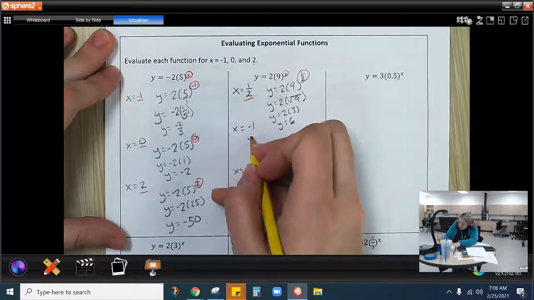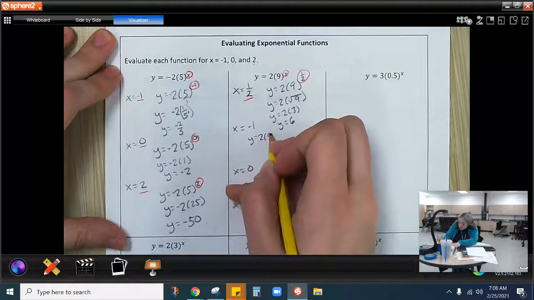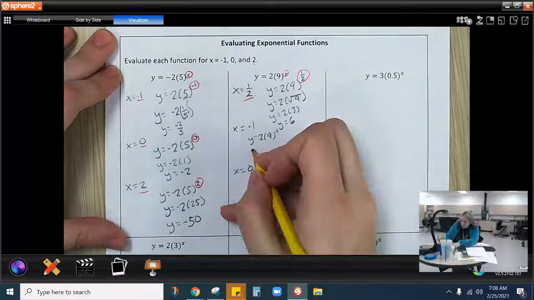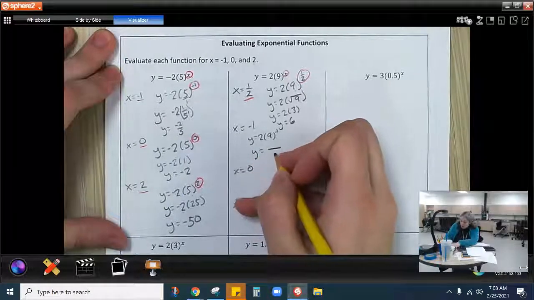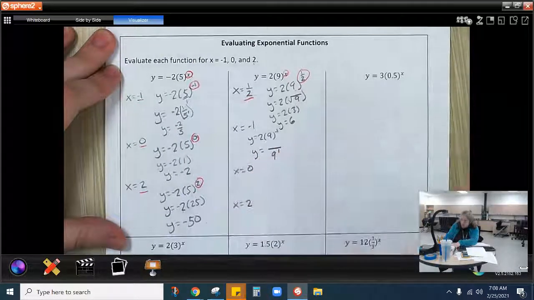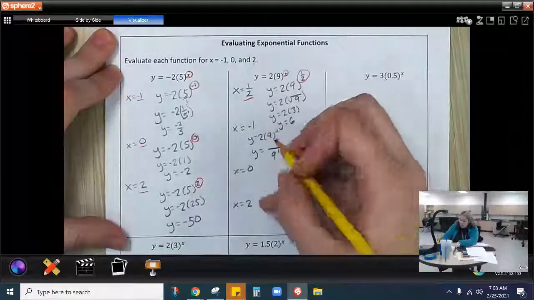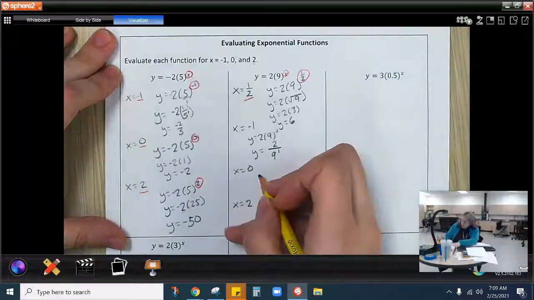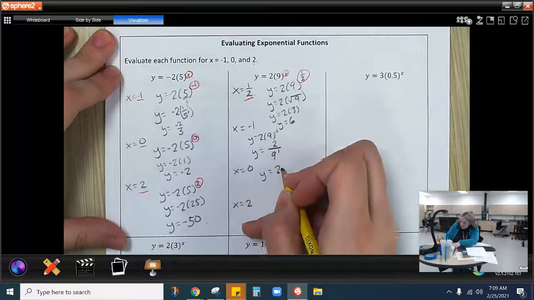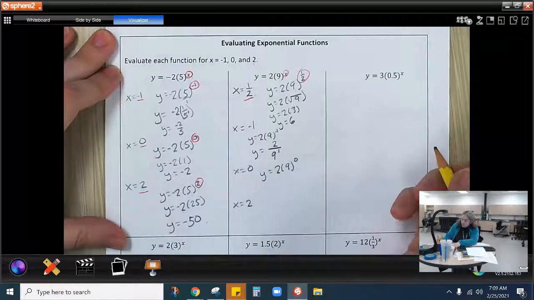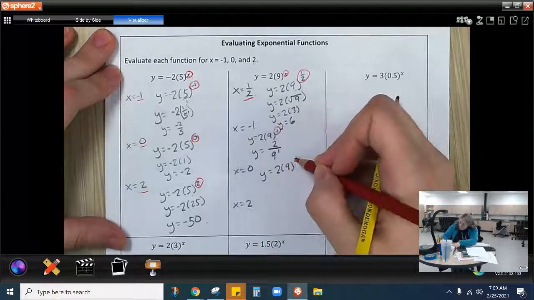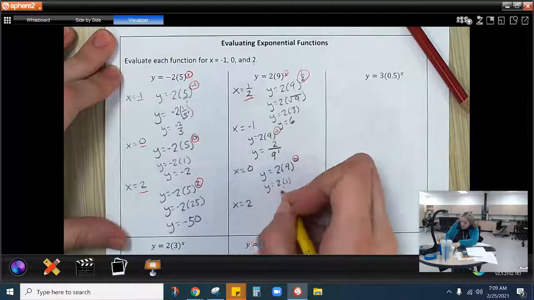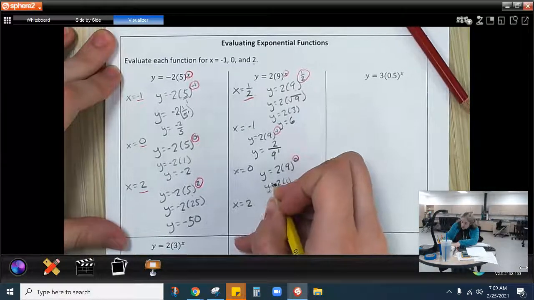For our next one here, we've got y equals 2 times 9 to -1. Again, we know that means our 9 moves to the denominator. So we have y equals, I'm going to set up a fraction. So my 9 moves down here, the 1 turns positive. And then that 2 is going to stay in the numerator. So 2/9. Let's try our 0. y equals 2 times 9 to the 0. Anything to the 0 is always 1, so this is y equals 2 times 1. So that's really just y equals 2.